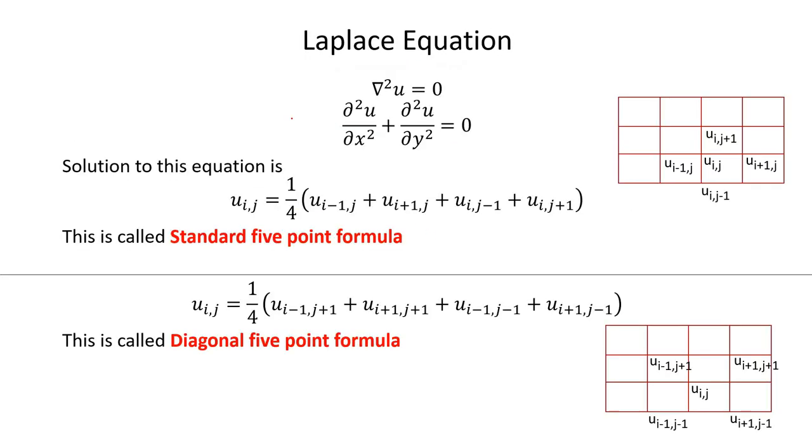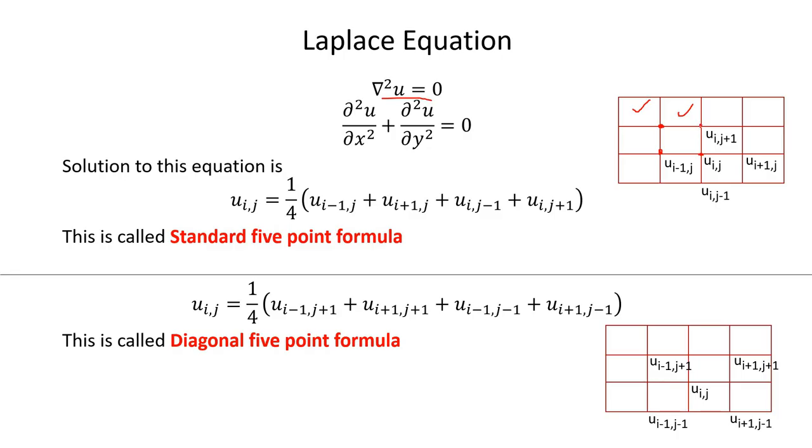Okay. We can start with the first condition here, that is the Laplace equation. So the equation is del square u equal to 0, that is, the right hand side is 0, or the equation will be of the form dou square u by dou x square plus dou square u by dou y square equal to 0. So in order to solve this, we will be classifying the whole area into a number of rectangles, and we will be concerned about the intermediate points.